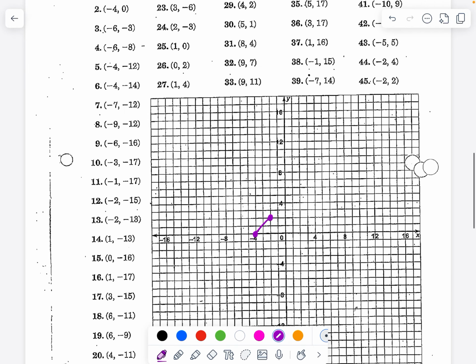All right, let's do one more together. The next point is happening at -6 and -3. So count 6 squares to the left and then go down 3 squares. And you would land right here. And again, keep connecting the dots as you go. So once you have all 45 points plotted, and if you keep connecting as you go, there will be a shape that reveals itself to you.